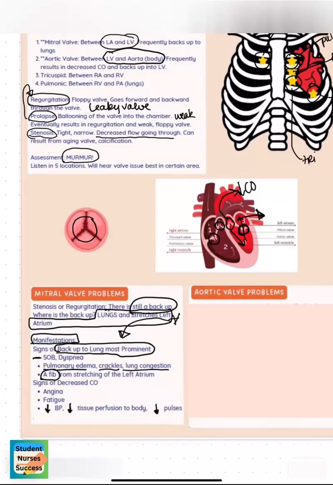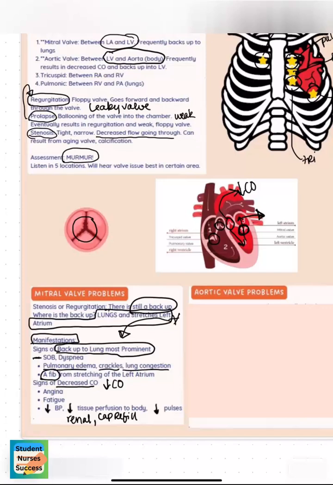Now, certainly, if you're going to have a backup of blood into the lungs and the left atrium, it does reduce your cardiac output. So we do see a decrease in cardiac output as well. This decrease in cardiac output can cause angina or chest pain because if you're not putting out enough blood, then you're not perfusing those coronary arteries. You also may see fatigue from the decreased cardiac output, a decrease in blood pressure, a decrease in tissue perfusion to the whole body, including the renal system, and maybe even capillary refill changes. Your capillary refill gets prolonged and decreased pulses.